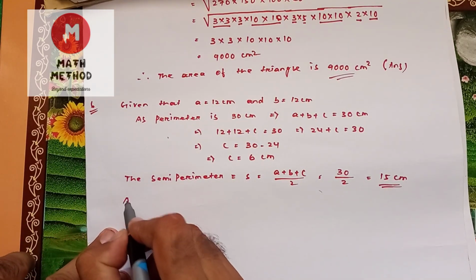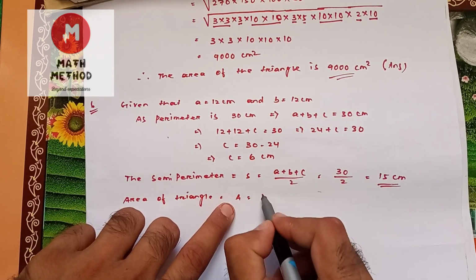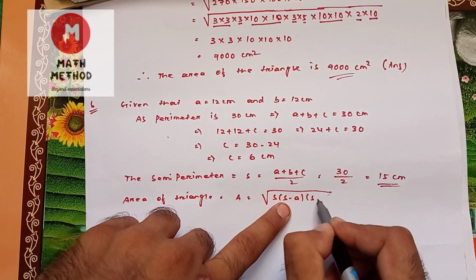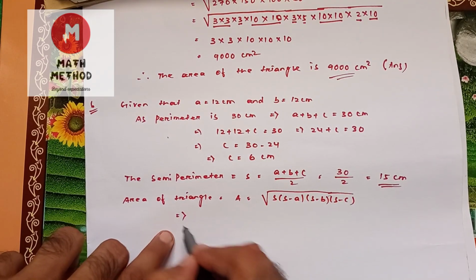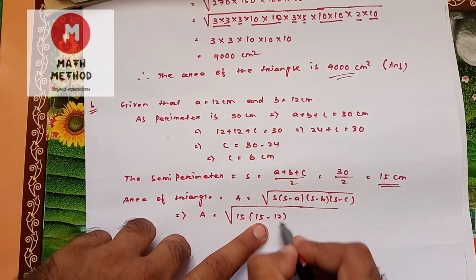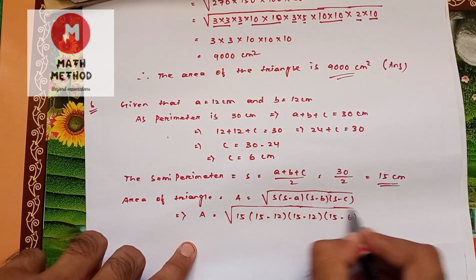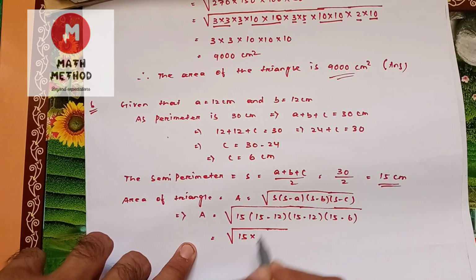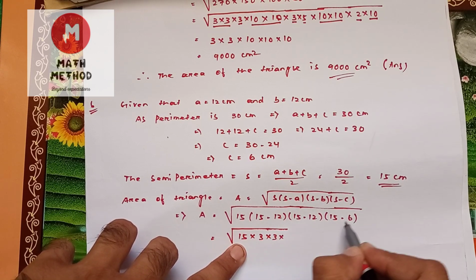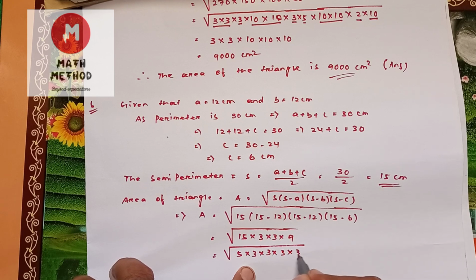Now area of triangle is equal to A is equal to root over S into S minus A into S minus B into S minus C, implies A is equal to root over, here S is equal to our 15 into 15 minus 12 into 15 minus 12 into 15 minus C is our 6, is equal to root over 15 into 15 minus 12 is equal to 3 into 3 into 9 is equal to 15 into 3 into 3 into 9, we have to do factorization. 15 is equal to 5 into 3, into 3 into 3, here 9 is equal to 3 into 3.